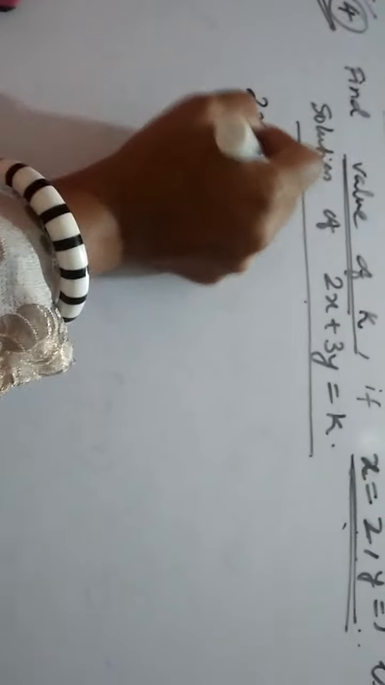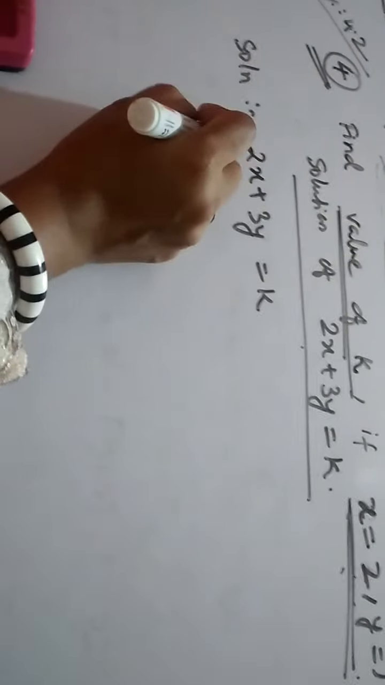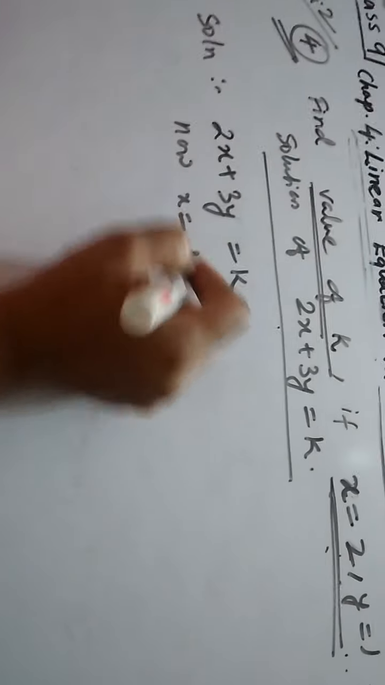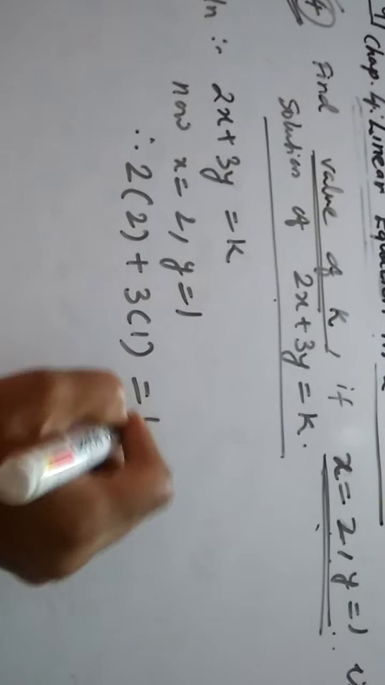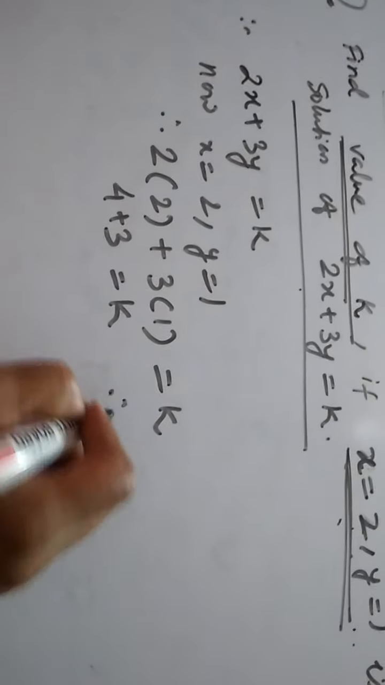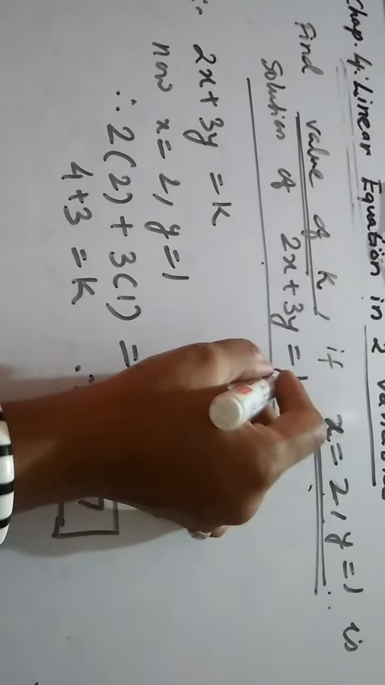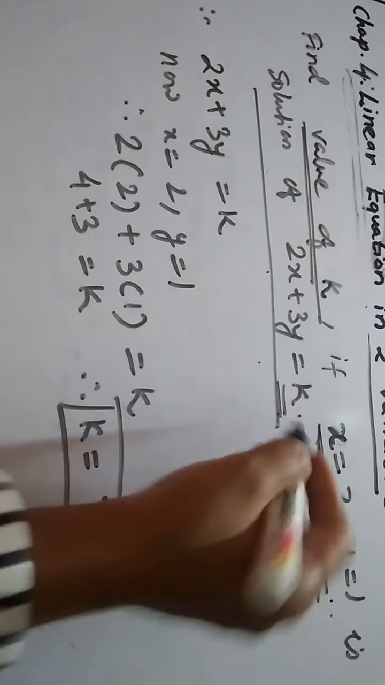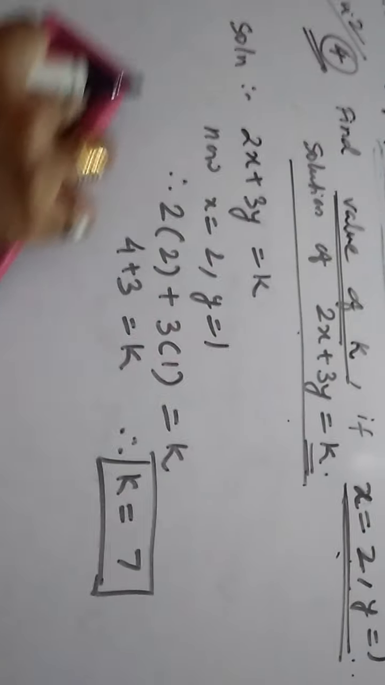See, 2x plus 3y is equal to k. This is the solution, right? Now, x is equal to 2, y is equal to 1. Therefore, 2 into 2, 4 plus 3 into 1 is equal to k. So, what is this? 4 plus 3 is equal to k. Therefore, k is equal to 7. So the value of k is found out. Now, you are finished with your fourth example of the exercise. I will proceed further.